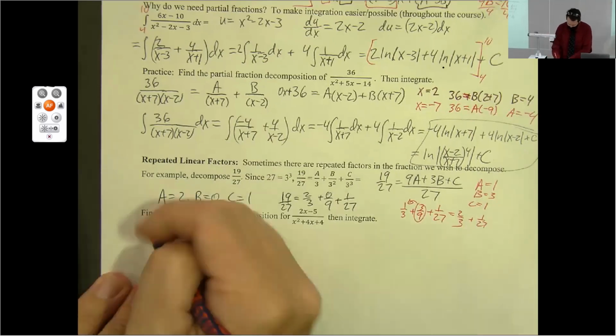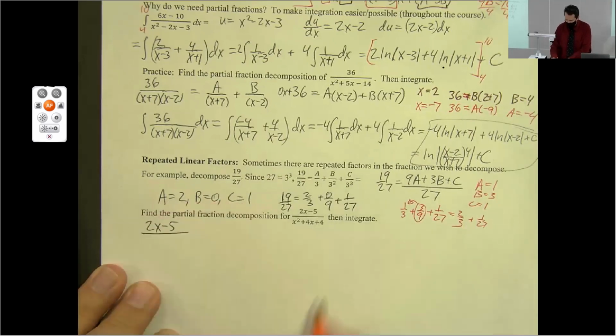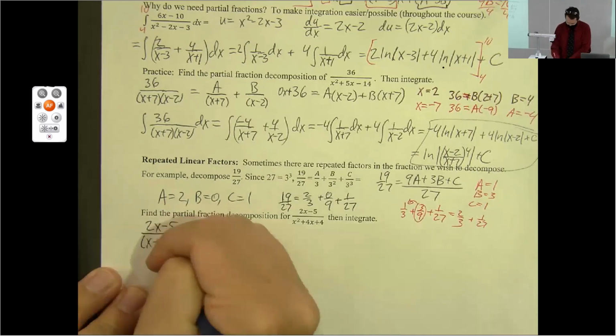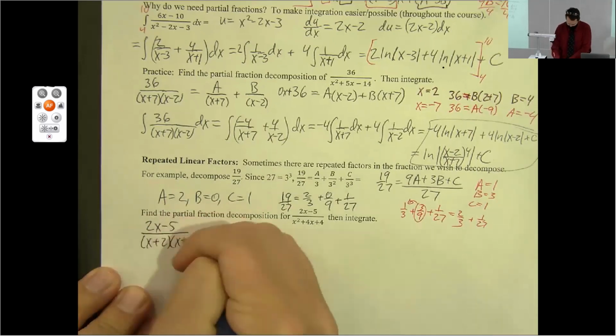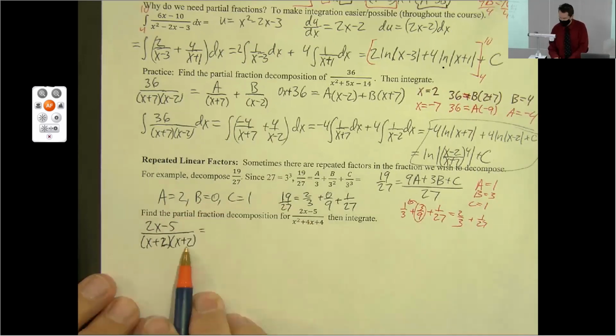So once again, we've got 2x minus 5 over, wait, how does this denominator factor? x plus 2 times x plus 2. So x plus 2 squared. So you can see that the factor x plus 2 was repeated.